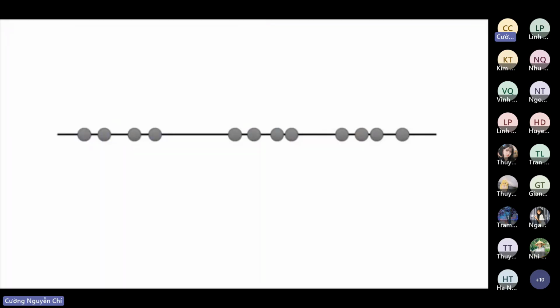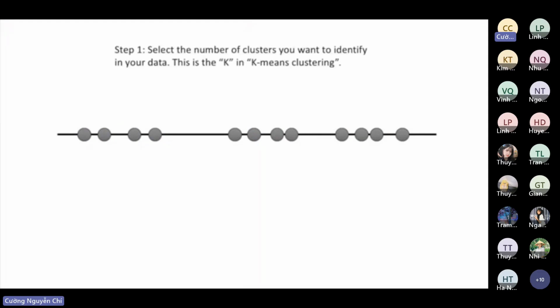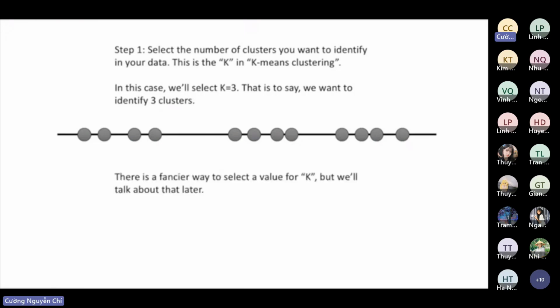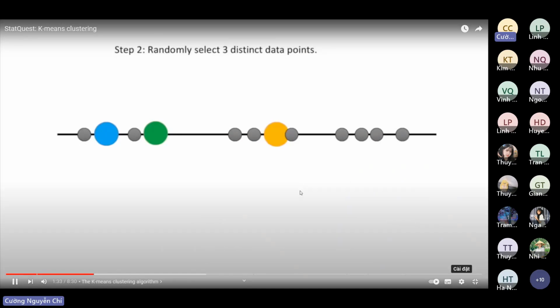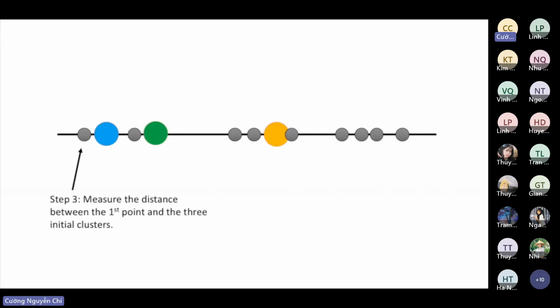We'll start with raw data that we haven't yet clustered. Step 1. Select the number of clusters you want to identify in your data. This is the k in k-means clustering. In this case, we'll select k equals 3. That is to say, we want to identify 3 clusters. There is a fancier way to select a value for k, but we'll talk about that later. Step 2. Randomly select 3 distinct data points. These are the initial clusters.